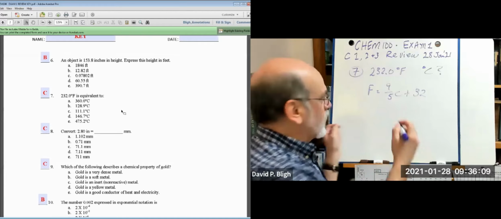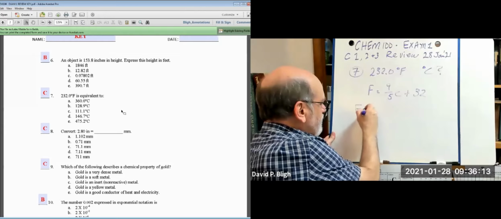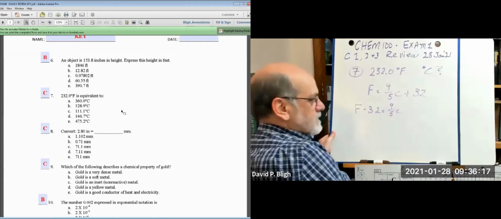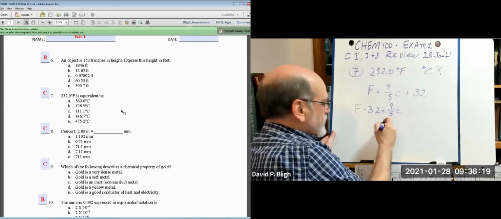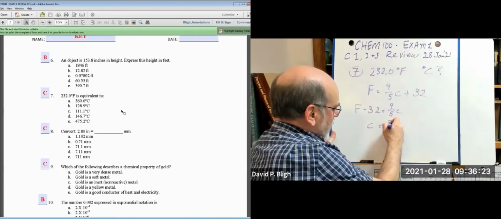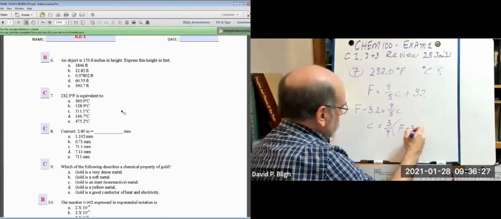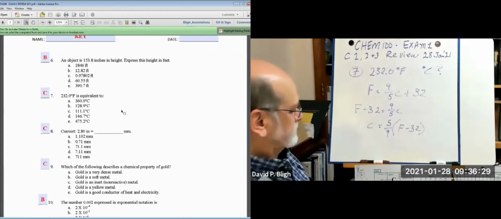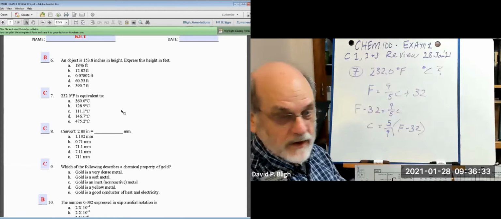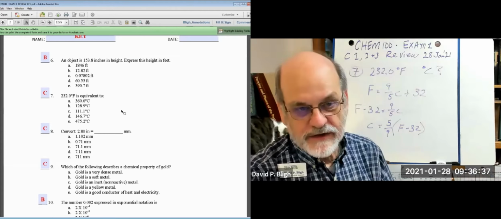But if we do it the other way, solve this for C first. So that means F minus 32 equals 9/5 C. And then C equals 5/9 times F minus 32. Like that. Then you plug in the numbers. Okay? And in fact, the answer is C.